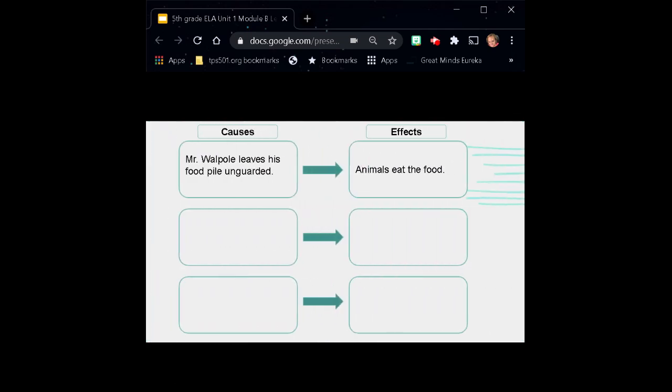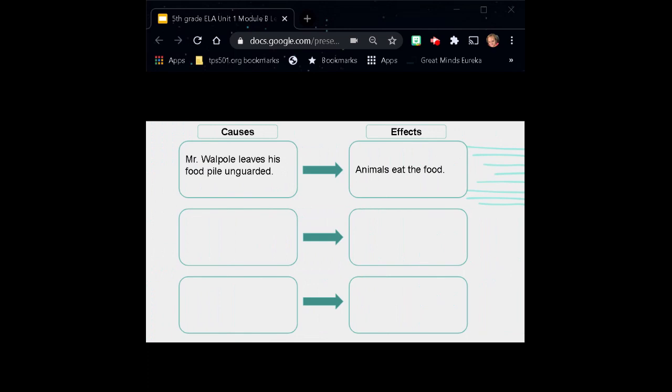Let's go on. Go back to our causes and effects. Let's look at the analysis portion of the lesson. We discussed earlier that Mr. Walpole left the food unguarded. Because he left the pile of food unguarded, the effect was they are now hungry because the animals ate their food. So, as we read, what kinds of things did you notice about Oliver and some causes and effects?